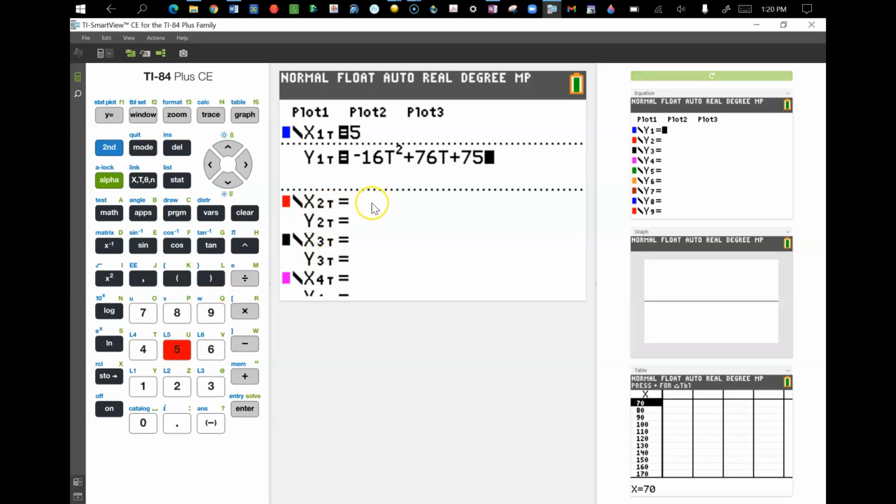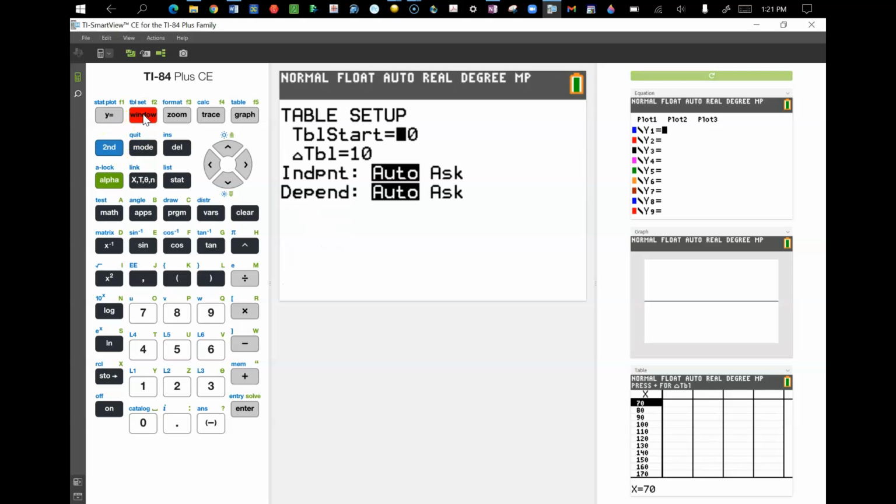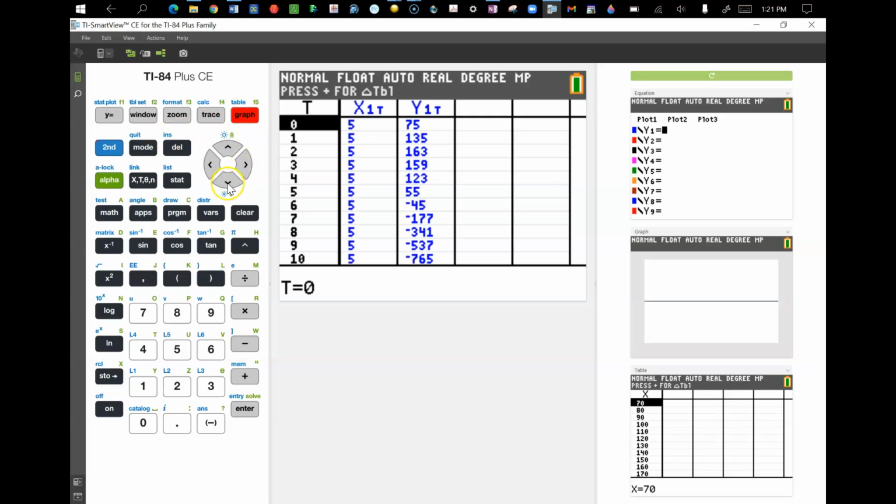And in this case, instead of making a graph of this, because the graph is going to be pretty boring, it's just going to go straight up and down, we're going to make a table so we can see the height of the object with respect to time. So how do we do that? Hit second and the window button, and the table start is going to be where we start t at. So we're going to start t at 0, and we're going to make t go up in 1 second increments. So let's now hit second and the graph button to get our table.